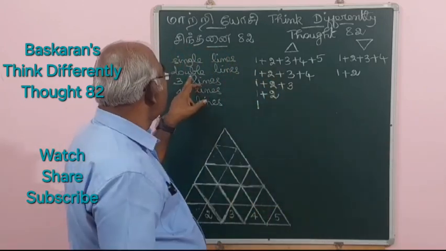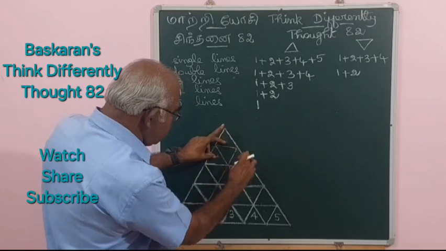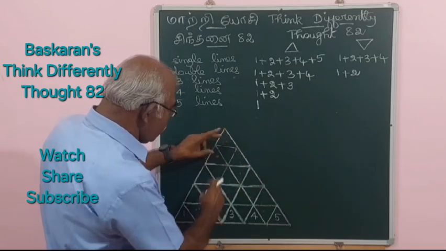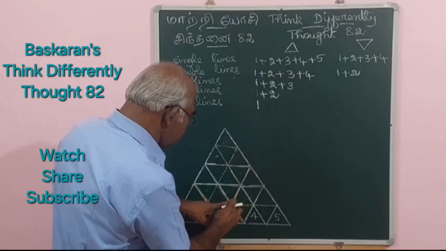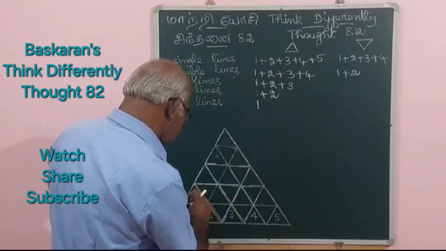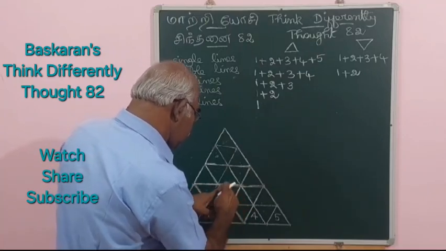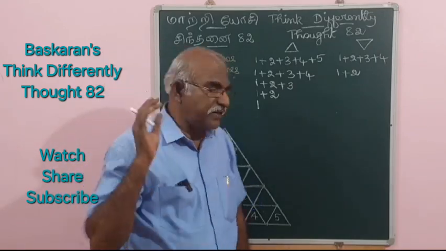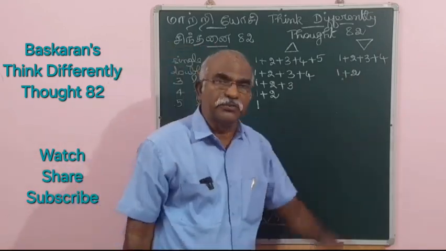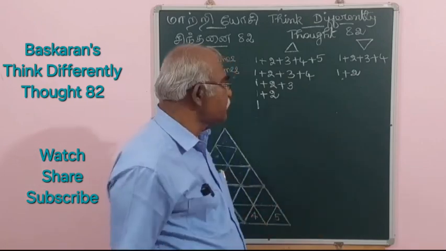You go for double lines. Consider here, you don't get any triangle. You consider this part, you have 1 and here you have 2. So along the double lines you have only 1 plus 2, 3 triangles.